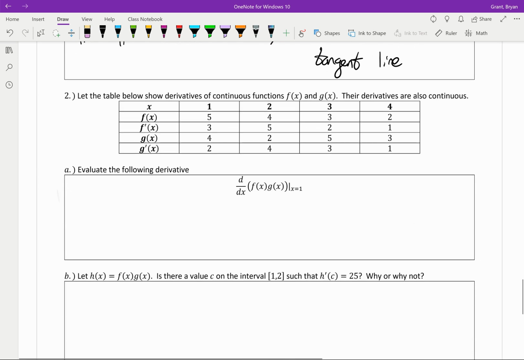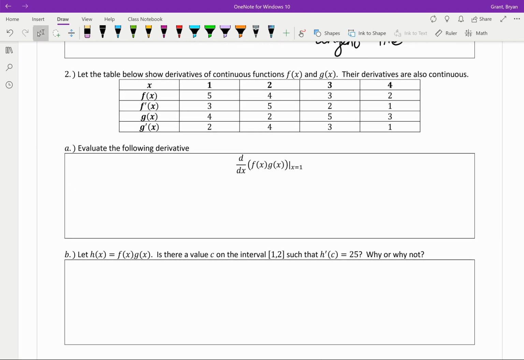Moving on to 2. Let the table below, tabular data, very exciting, show derivatives of two continuous functions. Their derivatives are also continuous. Awesome. Evaluate the following derivative. Well, we need to take the derivative of these two multiplying and then plug in 1. We cannot plug in 1 first because that's a constant then. Those are numbers, and the derivative of a constant is always 0. We always need to find the derivative function first, then evaluate.